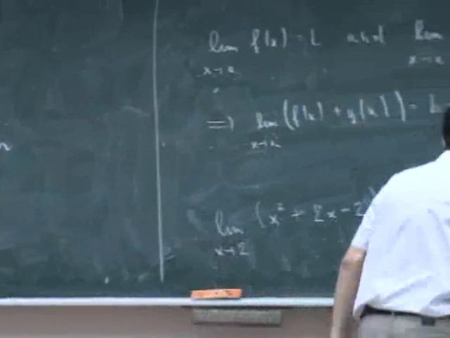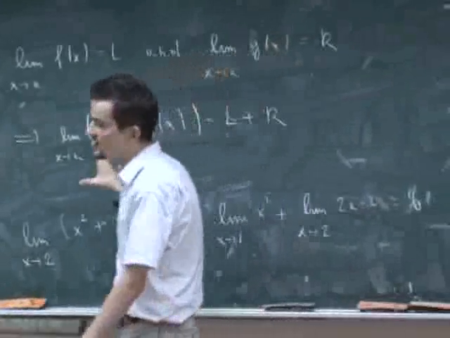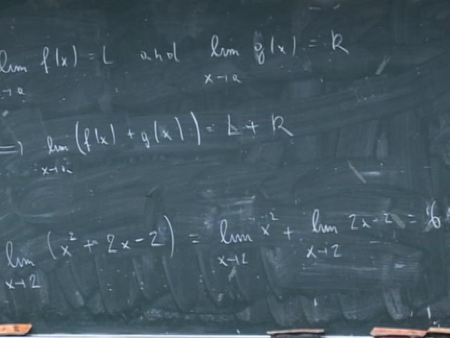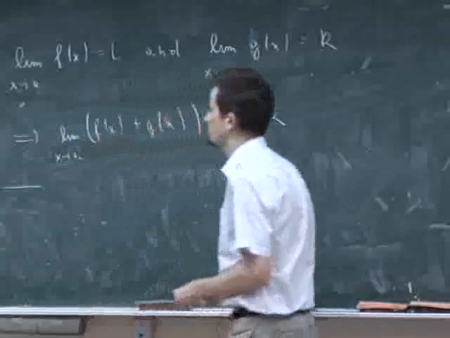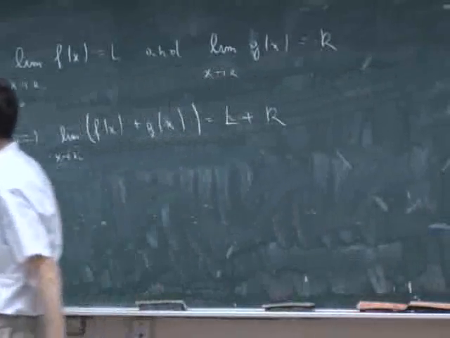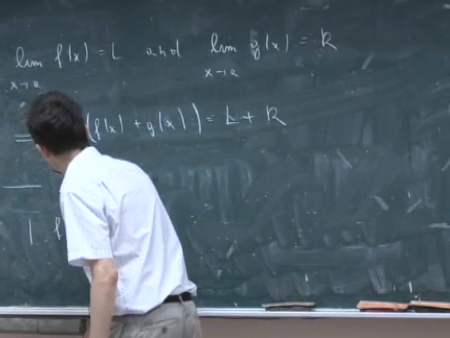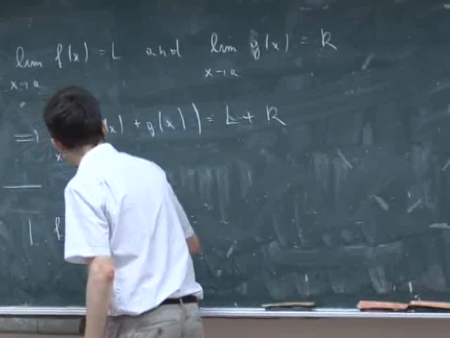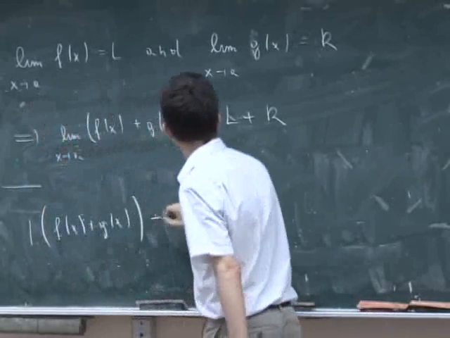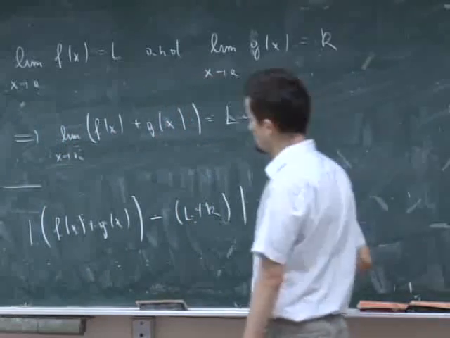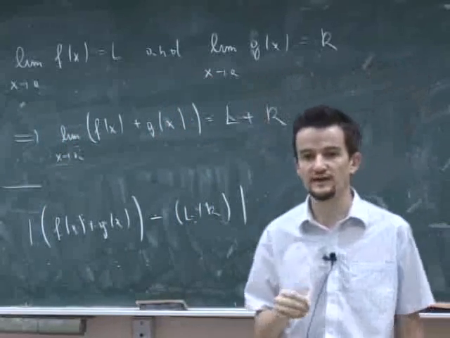Now, for such a law, we have to go back to the epsilon delta definition and prove it once and for all, and then we can accept this as one of the basic laws. So let's try to use this definition here. Given the epsilon, we have to find the delta such that the distance between f of x plus g of x minus the claimed limit will be smaller or equal than epsilon. We have to find the delta.